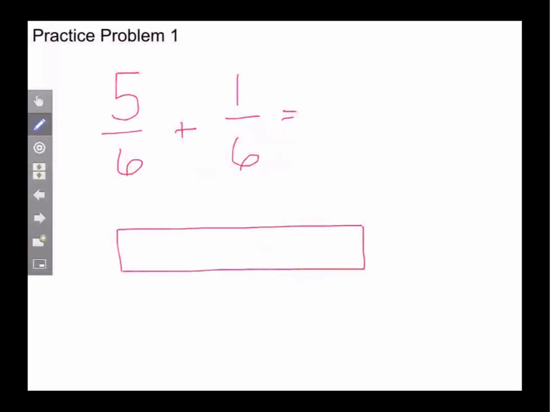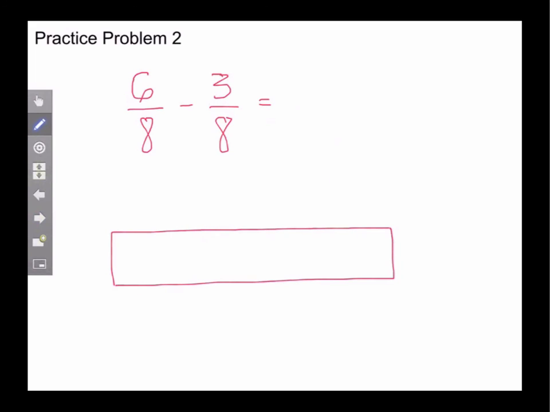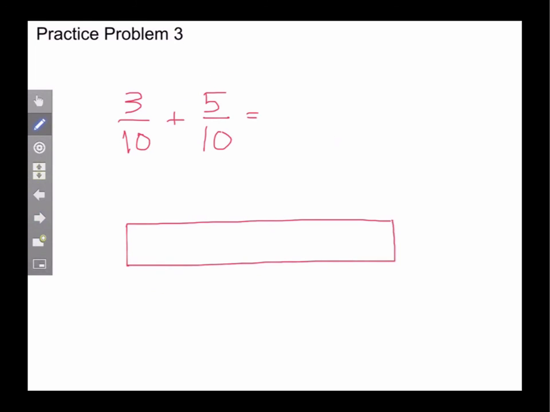So for practice problems 1, 2, and 3, I've given you a fraction that I'd like you to solve, but I'd also like you to illustrate your math thinking using the tape diagram that you'll see below each problem. Make sure you fill out the tape diagram for each problem, and you can use it the same way that I used it in the model problems. For practice problem 1, solve 5/6 plus 1/6. For practice problem 2, solve 6/8 minus 3/8. And for practice problem 3, solve 3/10 plus 5/10.